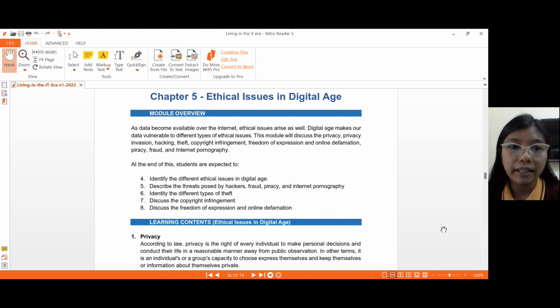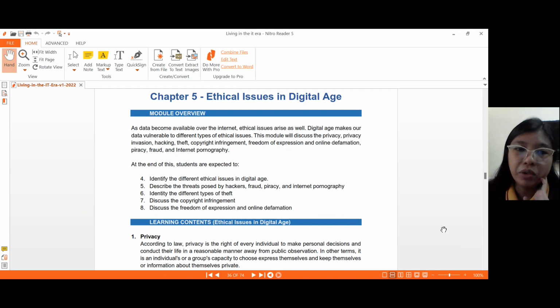So digital age makes our data vulnerable to different types of ethical issues, and this module will discuss the privacy invasion, hacking, theft, copyright infringement, freedom of expression, and online defamation, piracy, fraud, and internet pornography. I'm sure all these terminologies are already familiar with you. Madali lang naman intindihin ang mga ito. Your privacy invasion, hacking, almost all of you have experienced your accounts to be hacked o tapos may poster pa, yung mga magaganda, di ba? Sana all yung mga poster, di ba?